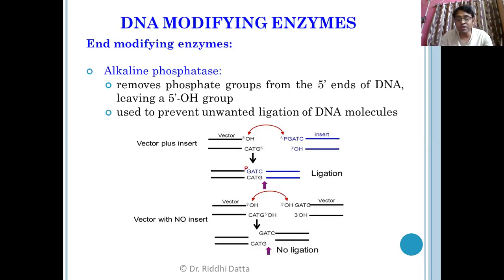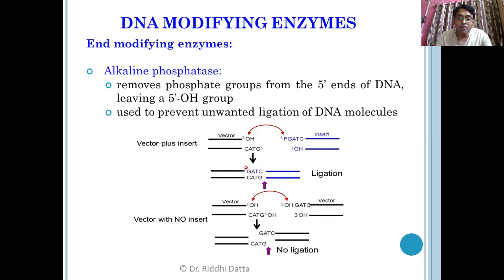And if we have 5' OH and 3' OH on both ends, then it will never be ligated. This use of alkaline phosphatase is commonly used to avoid the self-ligation of a vector. If I choose only one type of enzyme for restriction digestion of the vector, how can I prevent the unwanted ligation or self-ligation?